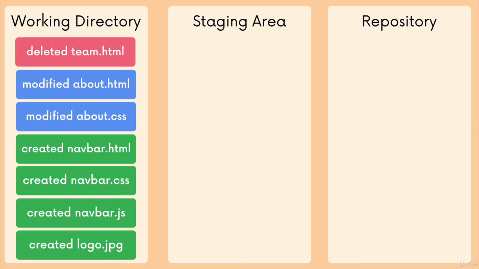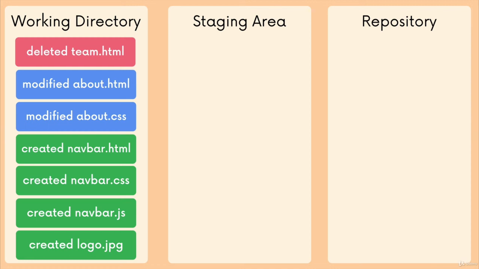So here's another flavor of diagram. We have those 3 terms: working directory, staging area, and repository. On the left side, in the working directory, you can see a bunch of changes that I've made. So hypothetically, I've been working for a while on some web development project, and I've changed 7 files, and Git has noticed that.